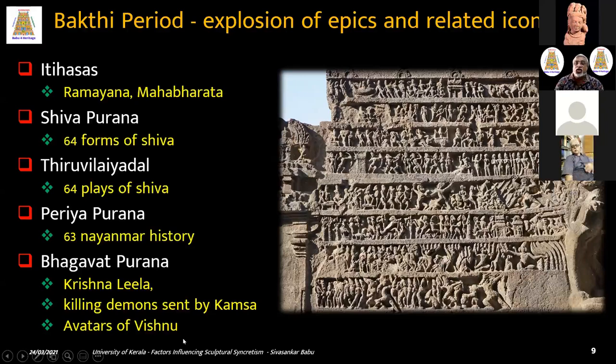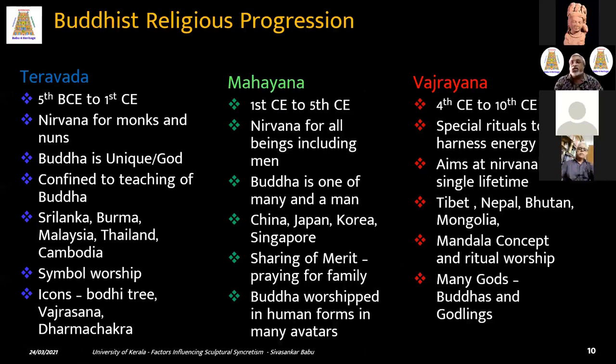Buddhist religious progression. Buddhists have three major forms. One is the initial form, Theravada, which is predominantly the initial one between 5th century BCE to 1 CE. It is focused on Nirvana for monks, and it is the traditional one relating to the teachings of Buddha. It is prevalent in Sri Lanka, Burma, Thailand, and Cambodia. The key focus there is that there is no symbolic worship of Buddha. Buddha as an image is not available at the time. So predominantly the icons that are worshipped during the period are the Bodhi tree, Vajrasana, and Dharma Chakra.